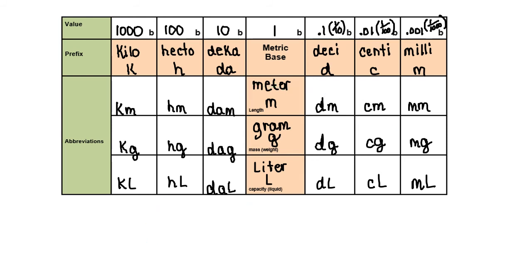All right, let's try the next one. Change 0.056 kilograms to grams. Again, I'm going to start with the very first one, which was kilograms, and I'm going to jump until I get to grams. 1, 2, 3. So I'm going to move the decimal point, same direction, 3 jumps, and that's going to give us 56 grams. See? Easy peasy.